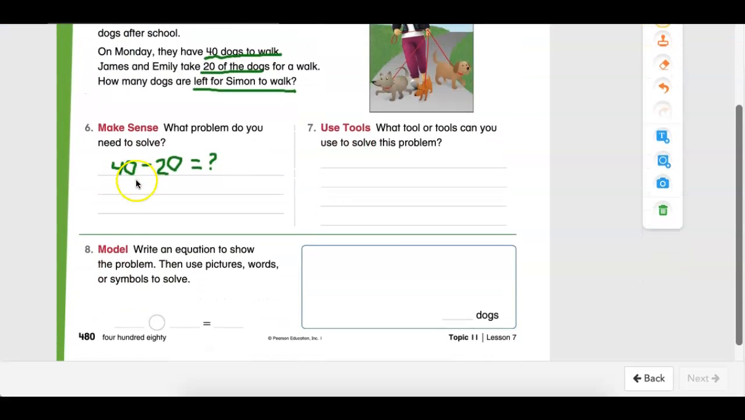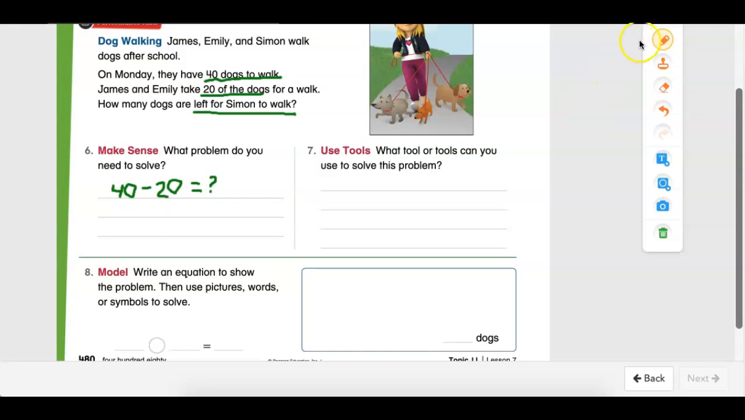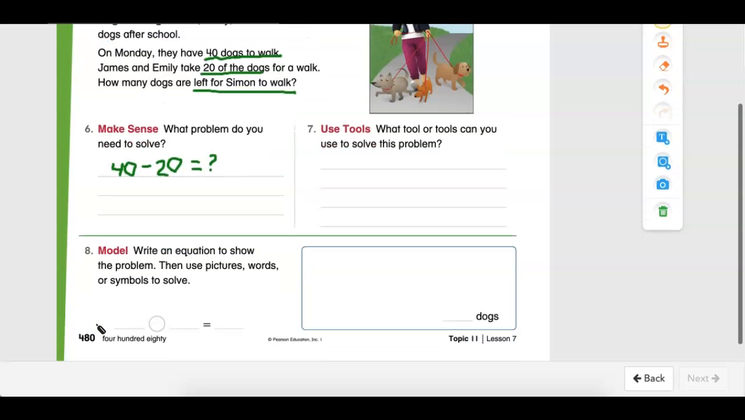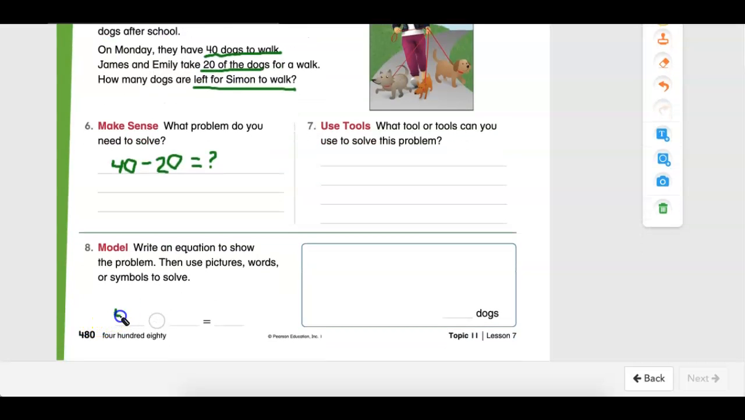For our last problem on number 8, it says model. Write an equation to show the problem. Then use pictures, words, or symbols to solve. On number 6, we wrote the beginning of our equation that we need to solve. We know we are solving for 40 minus 20. Use the strategy that you said you would use in number 7 to solve for our equation in number 8.